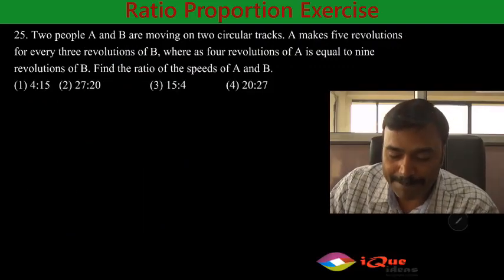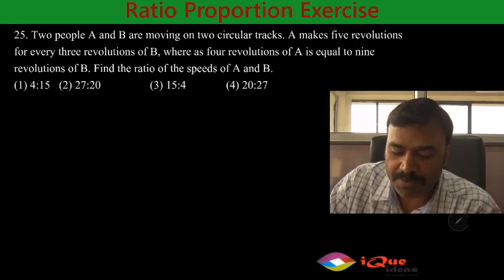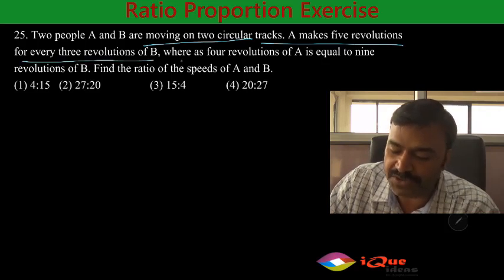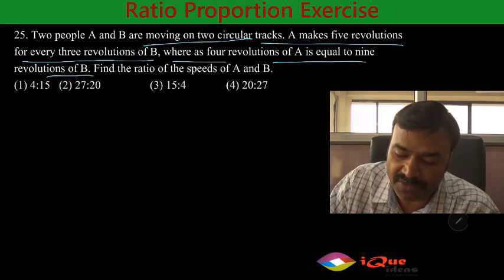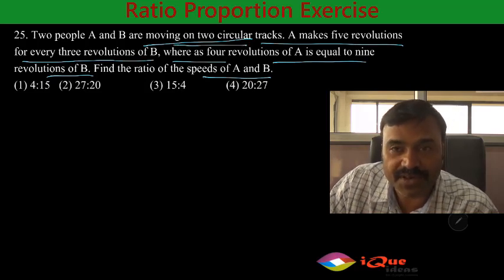Now the next question, it creates a trouble for some people. 2 people, A and B, are moving on 2 circular tracks. A makes 5 revolutions for every 3 revolutions of B, whereas 4 revolutions of A is equal to 9 revolutions of B. Alright. Find the ratio of the speeds of A and B. They are moving on 2 different circular tracks.